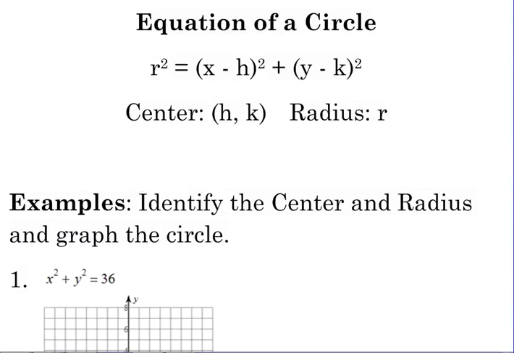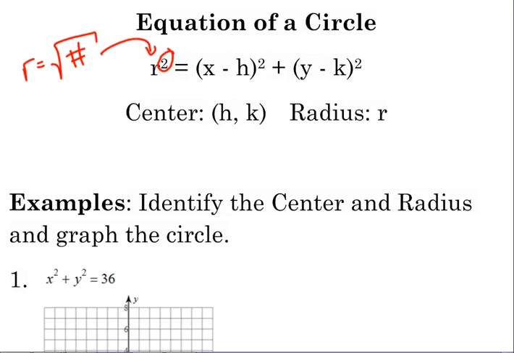Okay, so the standard form of the equation of a circle is there on your green paper. Notice a couple of details. This number that's going to be on the side of the equals by itself is r squared. So to find r, the radius, we're going to have to take the square root of that number to get the actual radius.